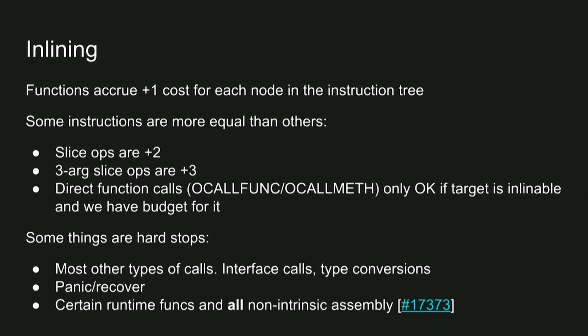And then some things are completely hard stops. Interface calls, type conversions, anything to do with panic or recover, certain functions in the runtime package, and what bit us earlier, anytime you want to call a function that was implemented in assembly that's not a compiler-recognized intrinsic. So if you saw math.bits in Go 1.9, this limitation is why that needs to exist.